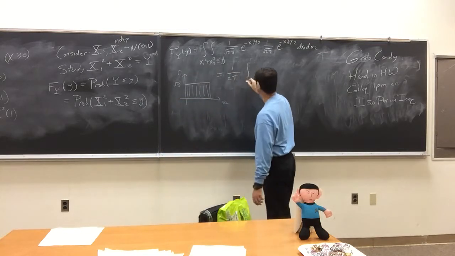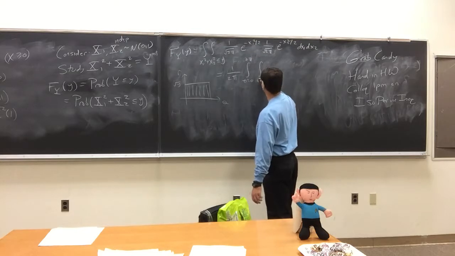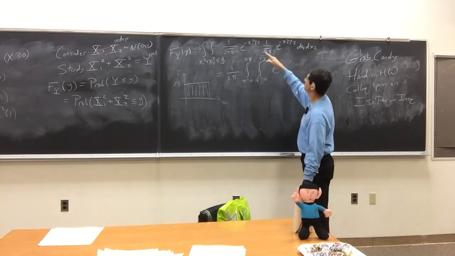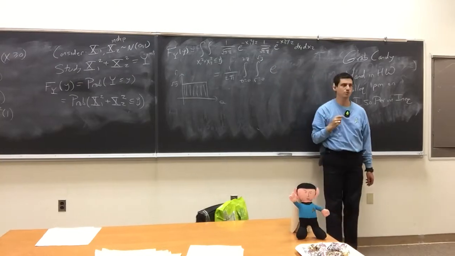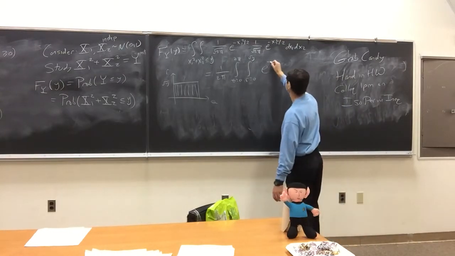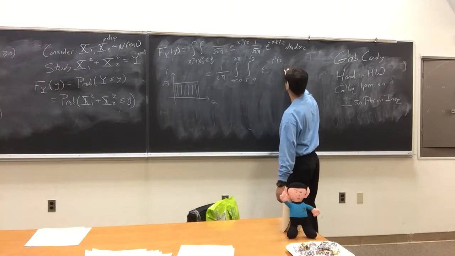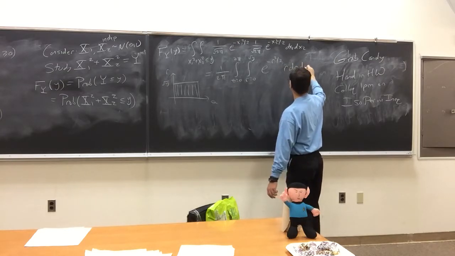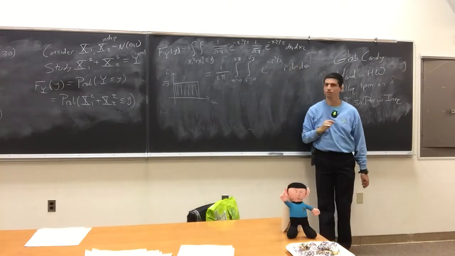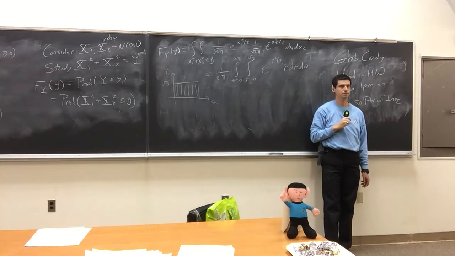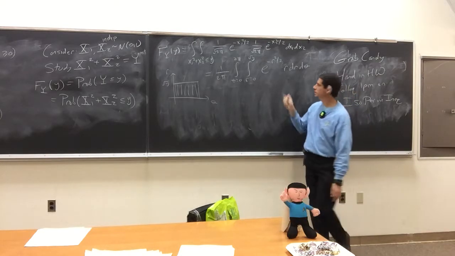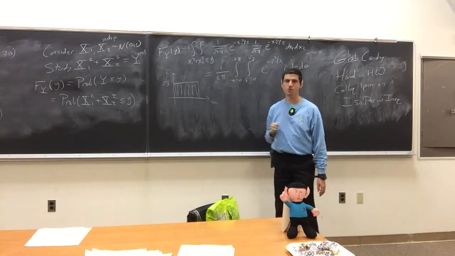Now we have the integral, say theta goes from 0 to 2 pi, r goes from 0 to square root of y. Now we have e to the negative x1 squared plus x2 squared, that's e to the negative r squared over 2, r dr d theta. The theta integral is easy to do, so we'll do it. That gives us 2 pi, which cancels with the 2 pi out there.